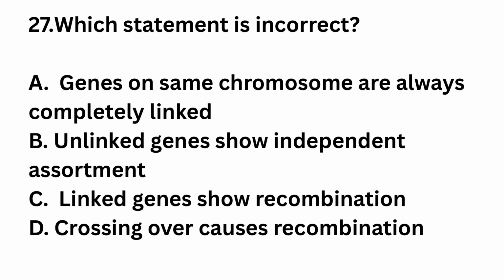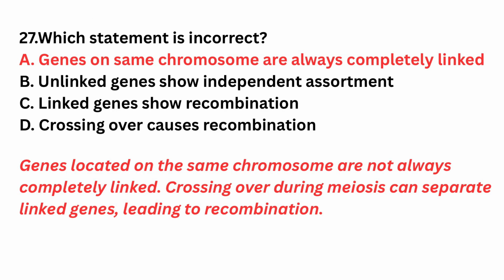Question number 27. Which statement is incorrect? Genes on same chromosome are always completely linked. Unlinked genes show independent assortment. Linked genes show recombination. Crossing over causes recombination. The right answer is option A. Genes on same chromosome are always completely linked. Genes located on the same chromosome are not always completely linked. Crossing over during meiosis can separate linked genes, leading to recombination.